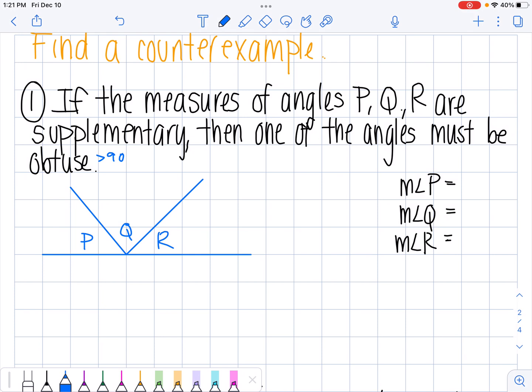But can I find an example where all 3 numbers are smaller than 90 degrees that still add up to 180? All right, well, what if I did 50 and 50 make 100, and then 80 makes 180? All of those numbers are smaller than 90 degrees, so here is a counterexample. So P would be 50 degrees, Q would be 50 degrees, and R would be 80 degrees. It doesn't matter if you picked this one as 80 degrees and these two as 50. You just want to find one example that proves your statement wrong.